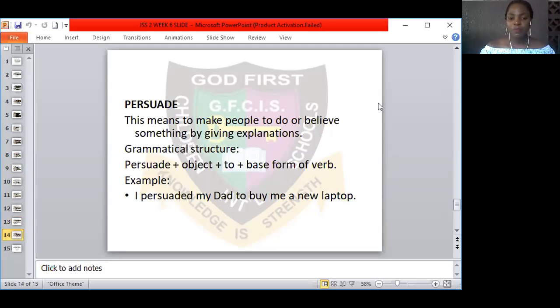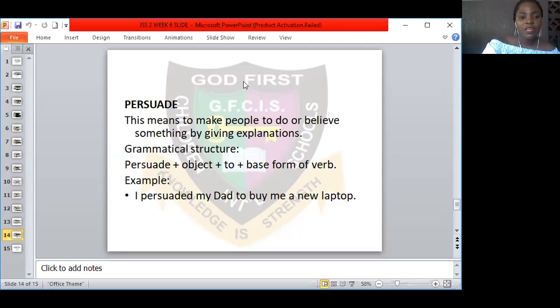Lastly, we have persuade. What does it mean to persuade? This means to make people do or believe something by giving explanations. The grammatical structure of this is persuade plus object plus to plus the base form of the verb. Example: I persuaded my dad to buy me a new laptop.